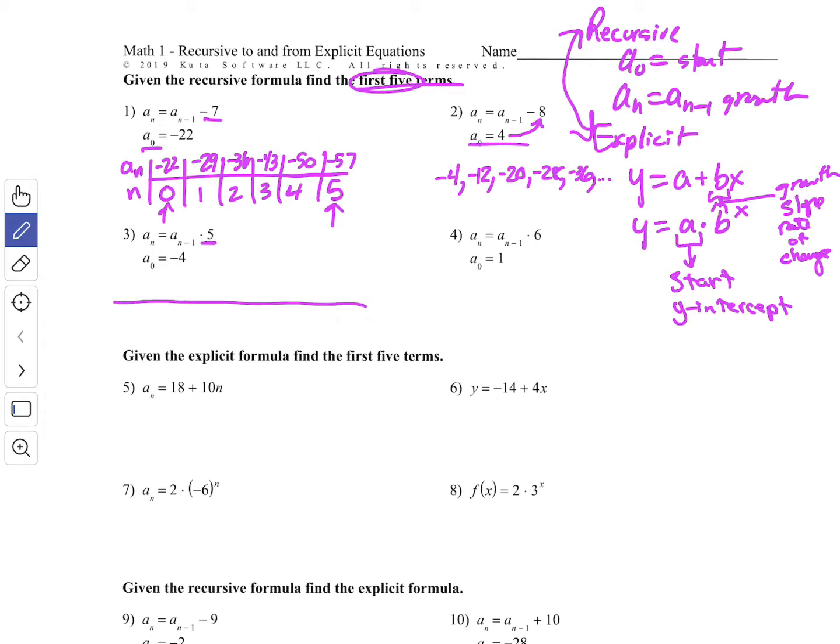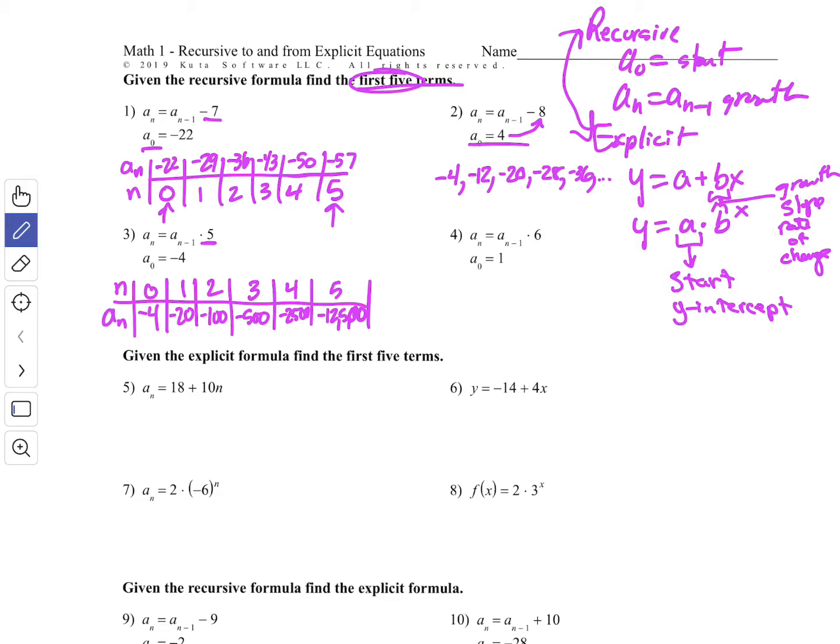In this case, we're now multiplying by 5, but same idea. If I did the table, the a sub 0 term would be negative 4. Then my first term, times by 5, so negative 20. My second term, times by 5, negative 100. Third, negative 500. Fourth, negative 2,500. And fifth should be negative 125,000. Or 12,500, that's what I was going for.